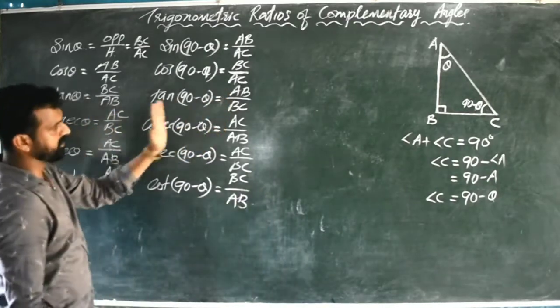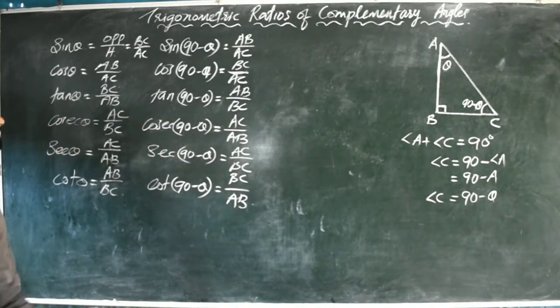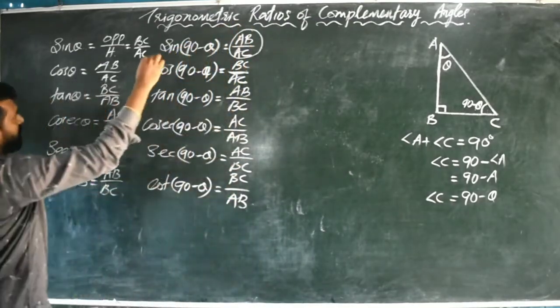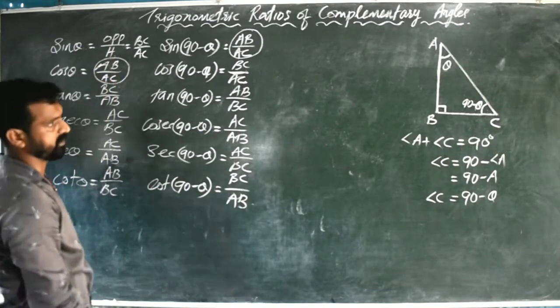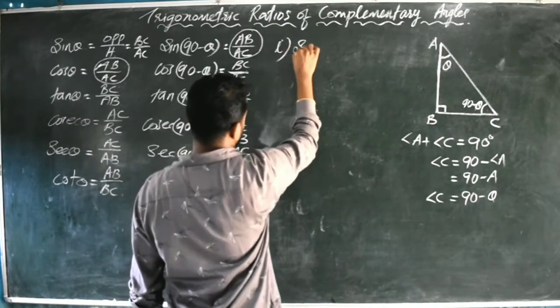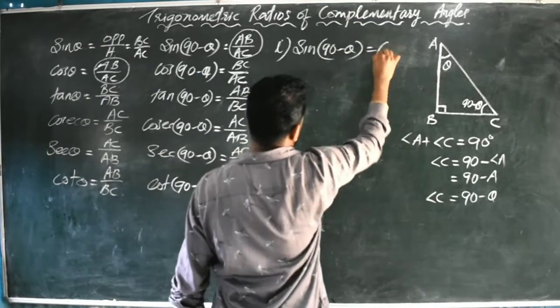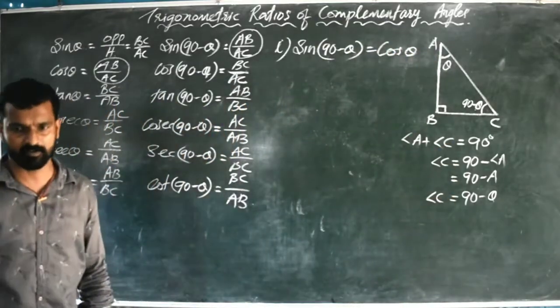Now compare these two, that is theta and 90 minus theta. Sin 90 minus theta is equal to AB divided by AC. Cos theta is equal to AB divided by AC. So we can write the first formula from here. Sin 90 minus theta is equal to, what is the answer? Cos theta. Sin 90 minus theta is equal to cos theta.